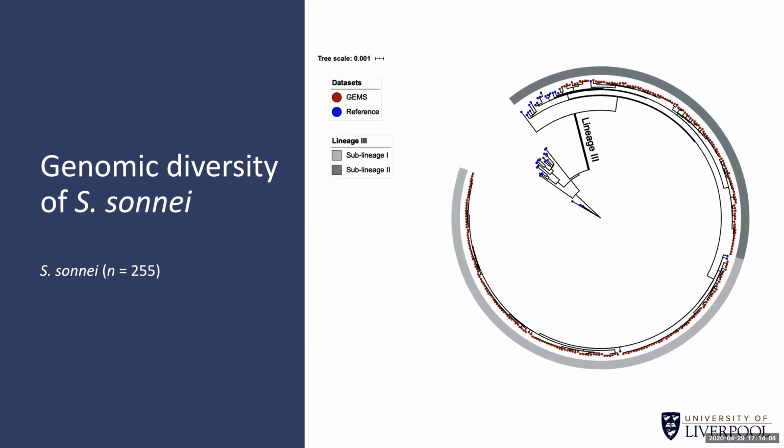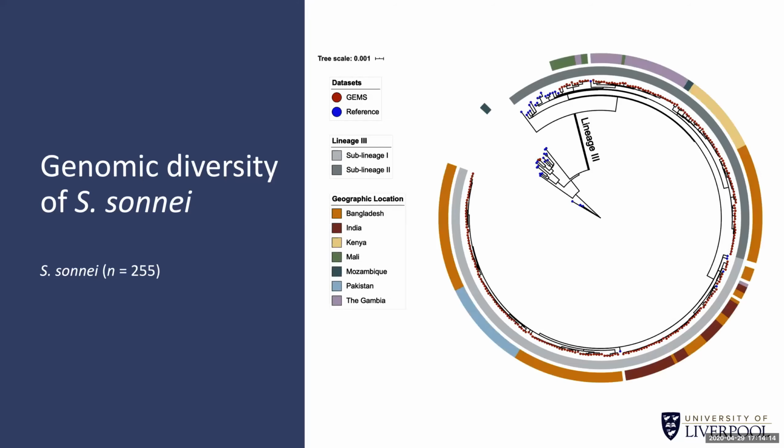And then lineage 3 further divides into sublineages. But for the purpose of this talk, I'm just going to call them lineage 1 and 2. So across both sublineage 1 and 2, we observed geographical clustering of the isolates from each GEMS site, with some phylogeographic admixture from India and Bangladesh, suggesting possible transmission between the 2 countries.